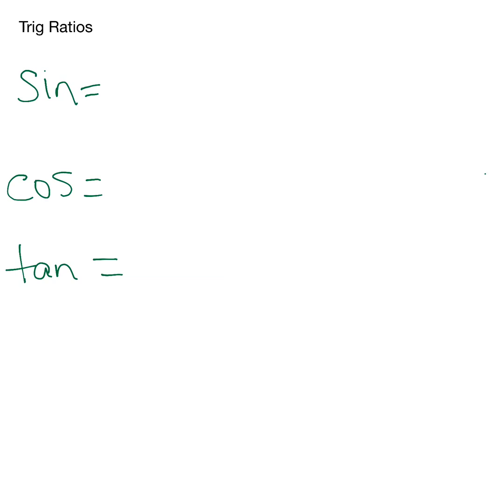Alright, so today we are going to use trig ratios to help find side lengths of right triangles when you're given an angle and another side length.